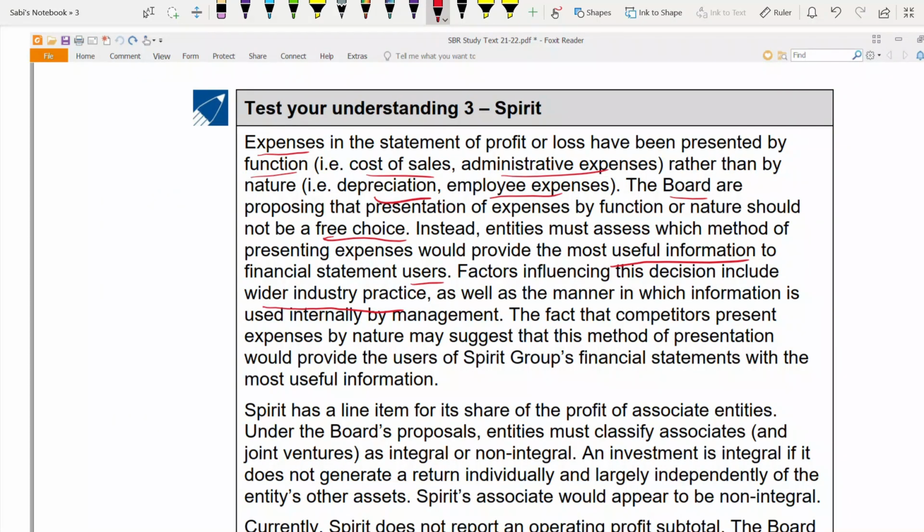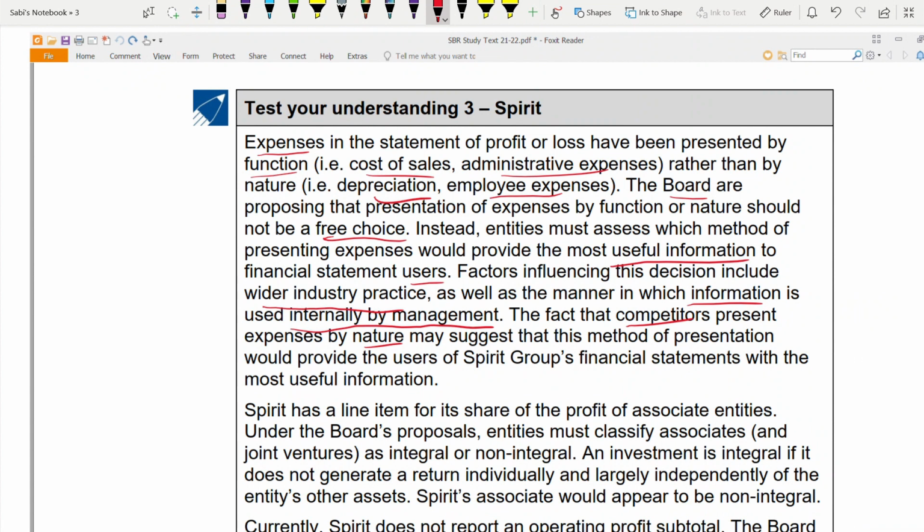And also the manner in which information is used internally by the management. How the managers are using this information internally, you have to see that way. Internally, how they're using it. So that could be a deciding factor. In this case, you have been given one fact: competitors choose to present expenses by nature.